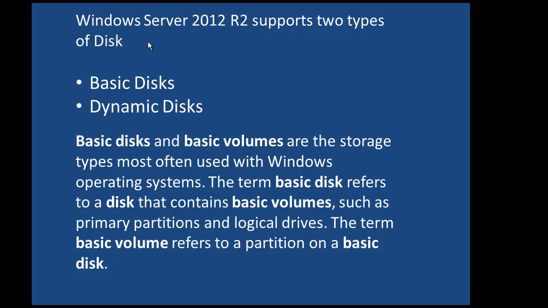Now, Server 2012 supports two types of disk. You have your basic disk and your dynamic disk. When you buy a disk and you put the disk in your computer, you install that disk. That disk is usually installed as a basic disk. And this is the type of disk most often used with your Windows operating system. The term basic simply means that the disk contains a basic volume. Basic volume meaning that you have primary partitions and logical drives.